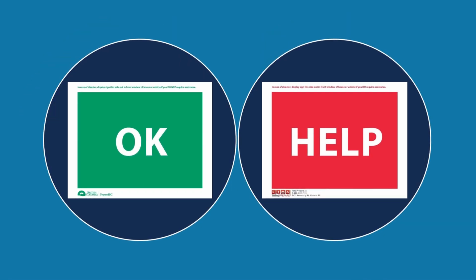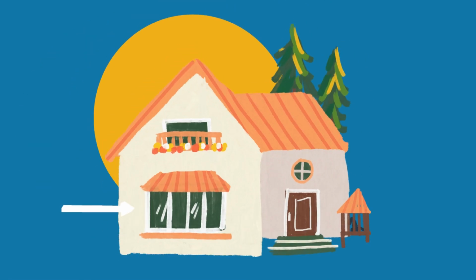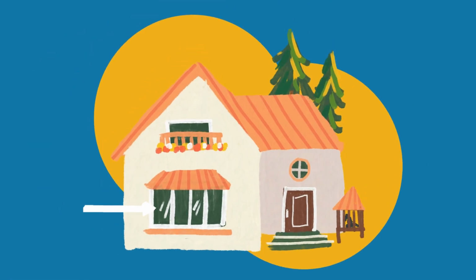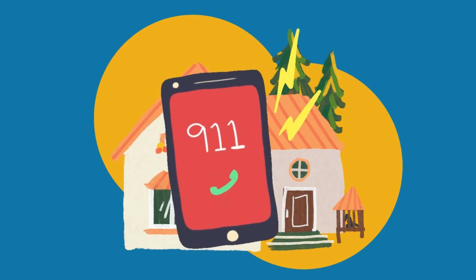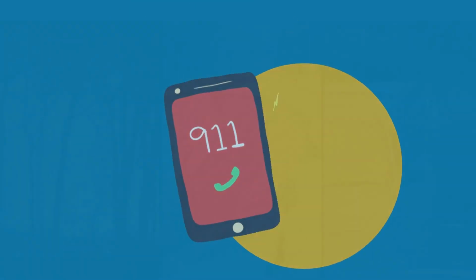Distribute and discuss the use of the OK Help signs. These signs should be placed on your front window during emergencies to help notify others whether you require help. Please note that if you need assistance, you must still call 911.